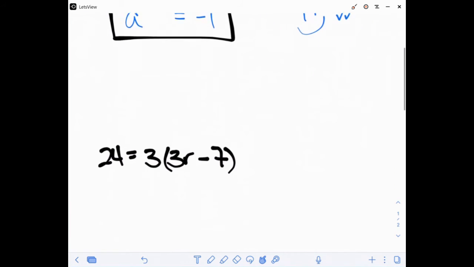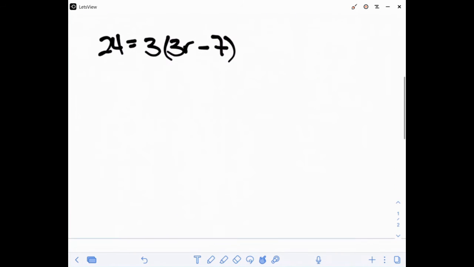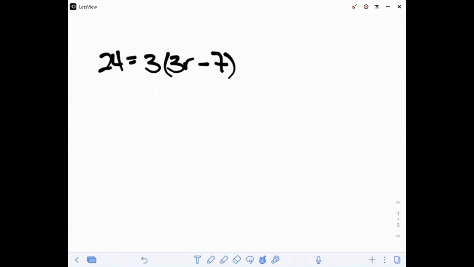All right, let's look at one more example. Give you another example here. How about 24 equals 3 groups of 3r minus 7? Well, we talked about those power moves. First step to look for, let's see if there's anything we need to distribute in our process of simplification. I see it. We can distribute the 3 times 3r and the 3 times negative 7.